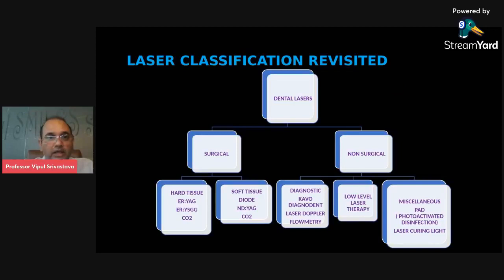So how are lasers classified? Now we are talking about laser dentistry and dental lasers.